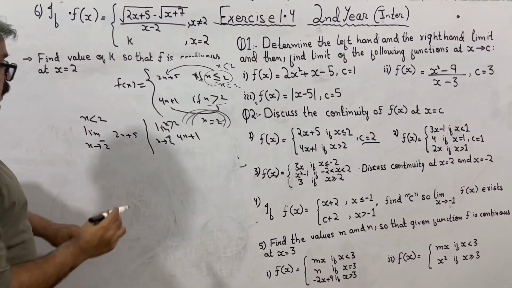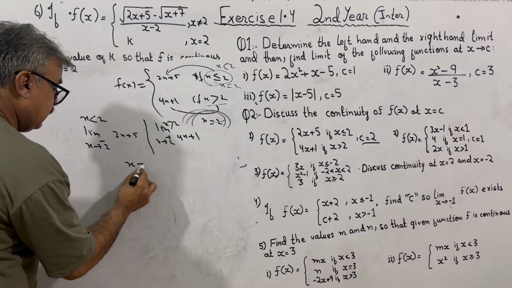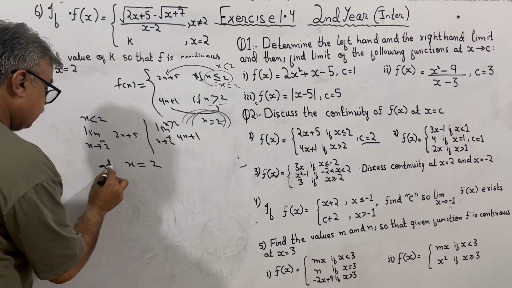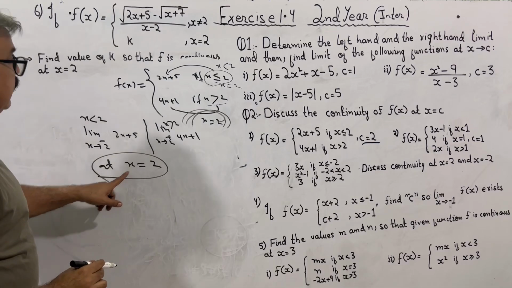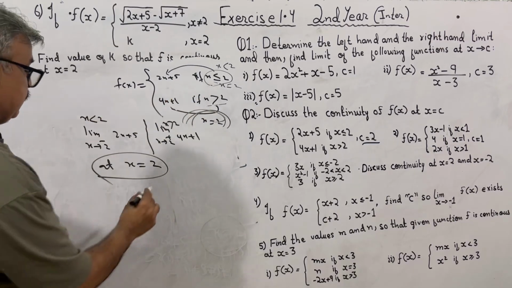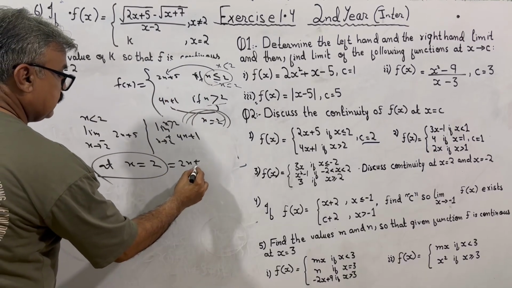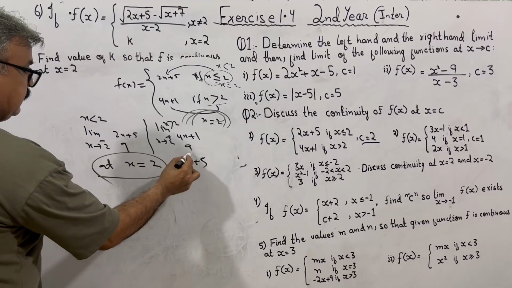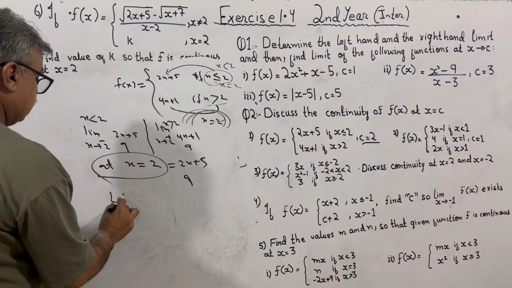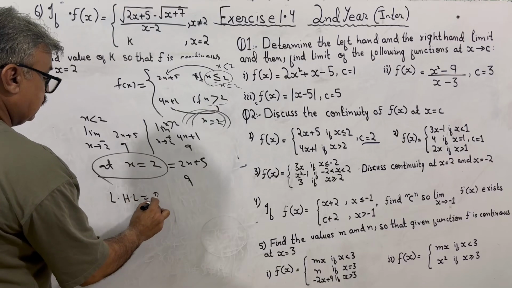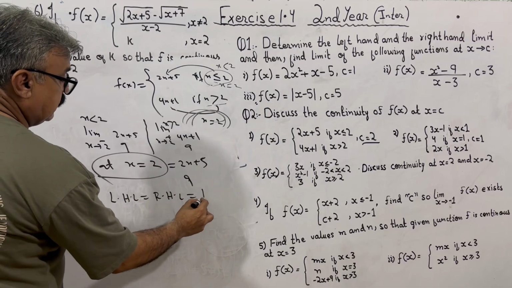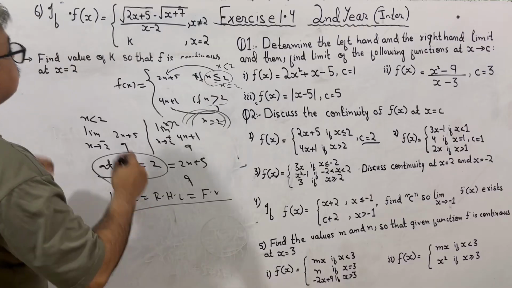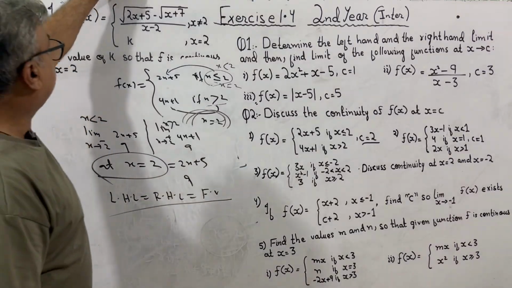What about the function value? Function value means exactly at x equal to 2. Exactly at x equal to 2 lies here in that interval, so we have to take 2x plus 5. Just put x equal to 2, you will get 9. And this is also 9. So, left hand limit is equal to right hand limit is equal to function value. Yes, the function is continuous at x equal to 2.